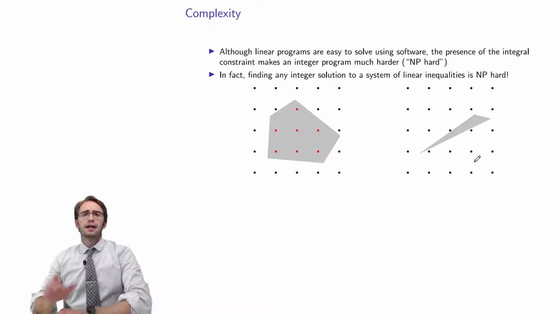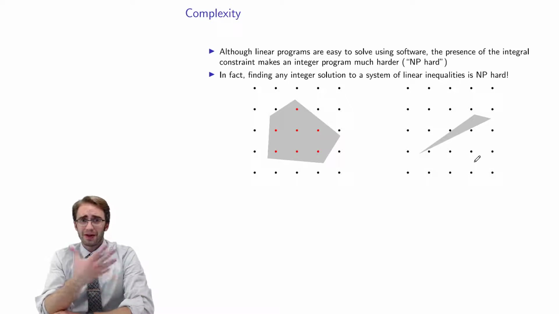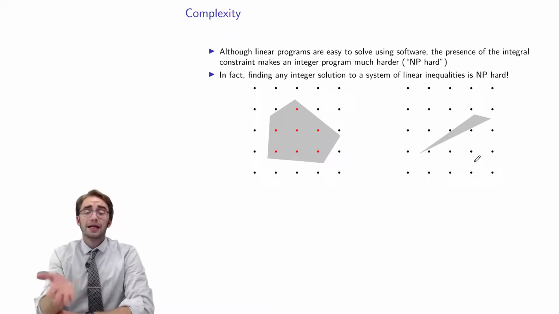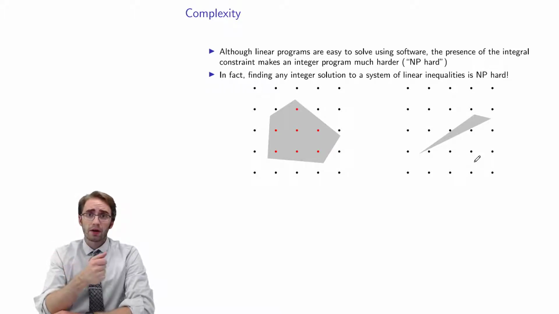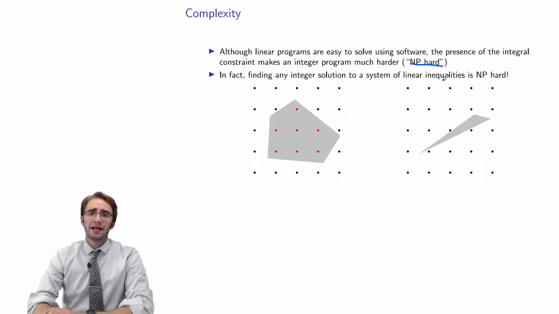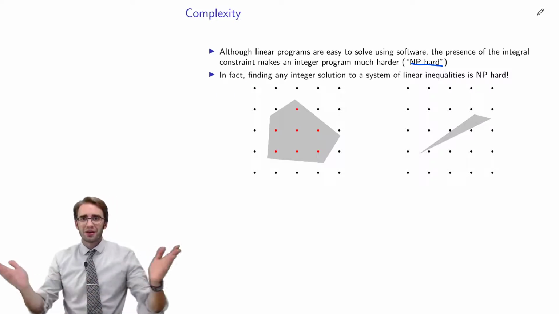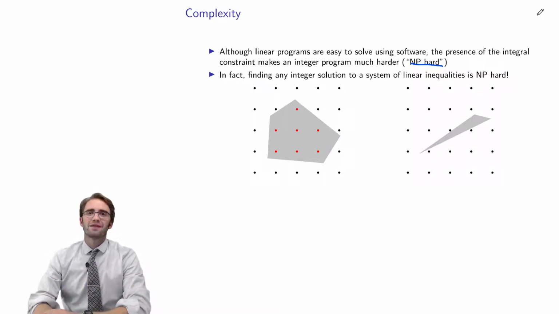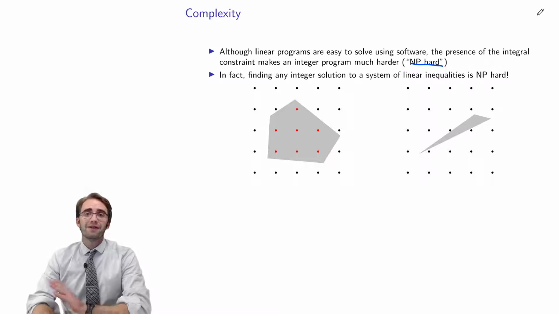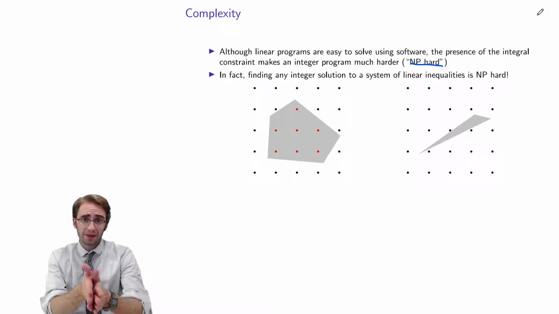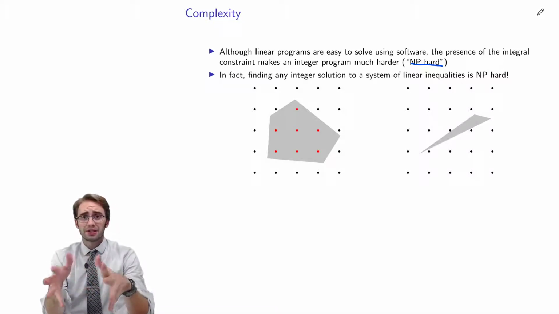Unfortunately, unlike a linear program, which we've now seen is pretty straightforward to solve algorithmically, integer programs are a lot harder. The technical term computer scientists use is that integer programs are NP hard, which just means it's as hard as a certain well-defined, very broad class of problems. In fact, even if you get rid of the objective function, even if you just say find any integer solution to a system of linear inequalities, that is still NP hard.